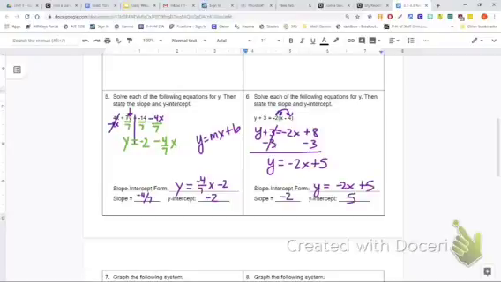Bada bing, bada bing, bada boom. Let's go ahead and get to the back side of this paper, guys.